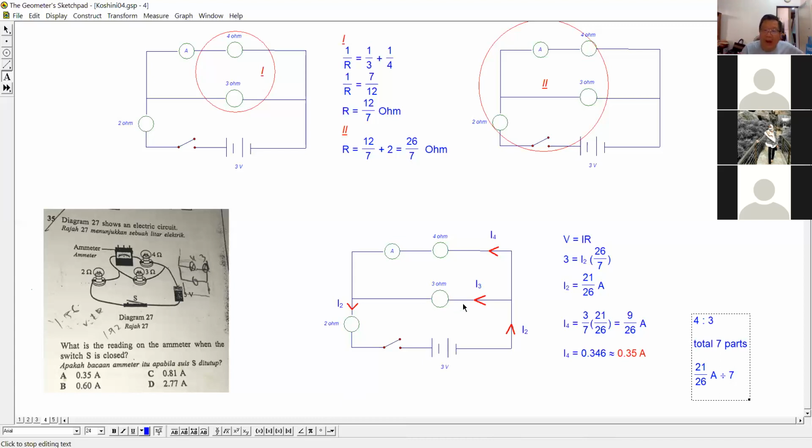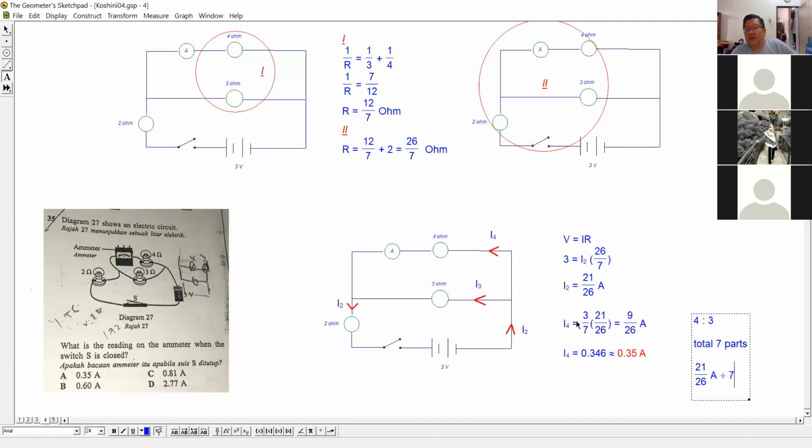No. Why? Because the 4 ohms has a bigger, higher resistance, so less current should flow through the 4 ohms. The 3 ohms has less resistance, so more current should flow through the 3 ohms. So if I divide them into 7 parts, the 4 ohms will receive only 3 parts of the current. The 3 ohms will receive 4 parts. Because it has lesser resistance, it will receive a bigger part.